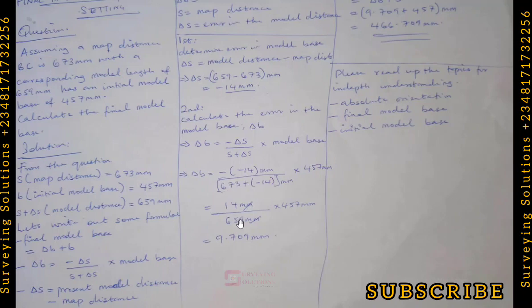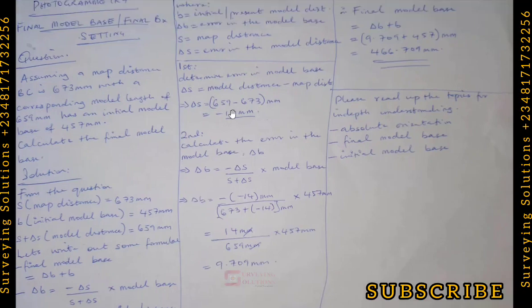So 673 plus minus 14, that would be 673, rather, not 647. 673 minus 14, so you should arrive at 659 millimeters. So we have 14 millimeters divided by 659 millimeters multiplied by 457 millimeters. These two units will cancel out and we'll be left with just one unit, right? Good. When you do the calculation right, you should arrive at 9.709 millimeters, right? So now this is change in B, which is the error in the model base.